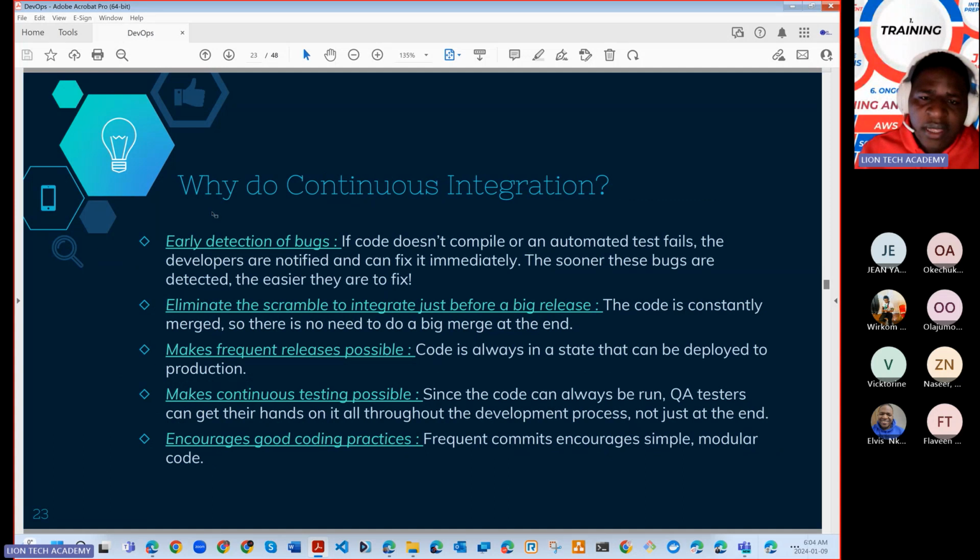All right. So why should you bother about continuous integration? Again, this is automation. It's all automation. So the first level is that it helps us to detect bugs early. If code doesn't compile or an automated test fails, the developers are notified and can fix it immediately. The sooner these bugs are detected, the earlier they are fixed, right? The earlier they are fixed.